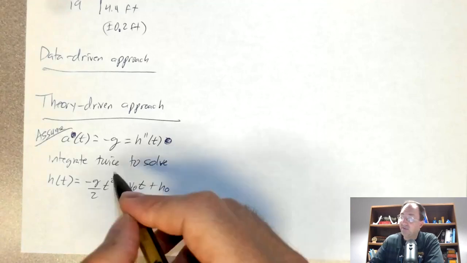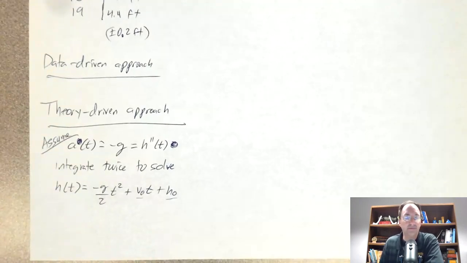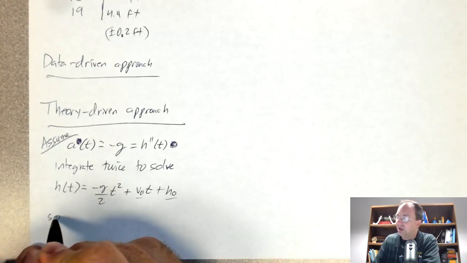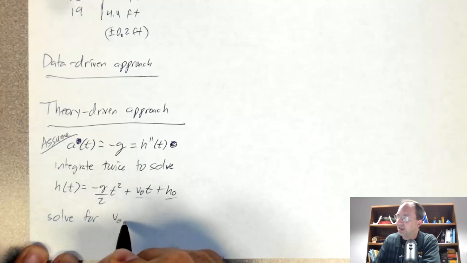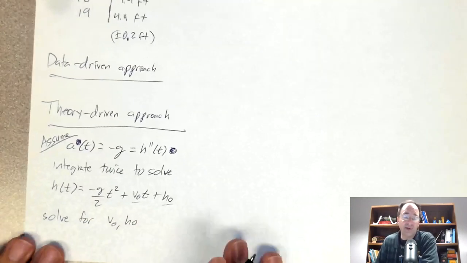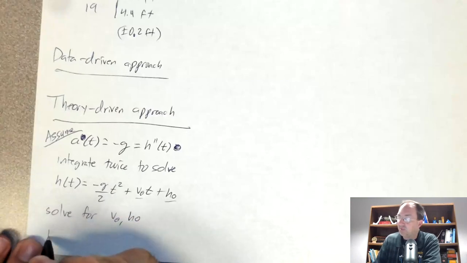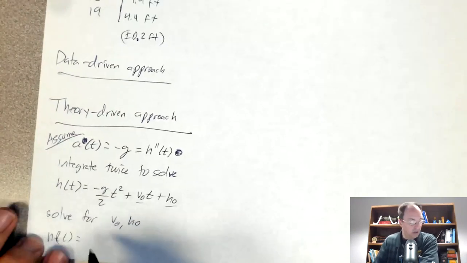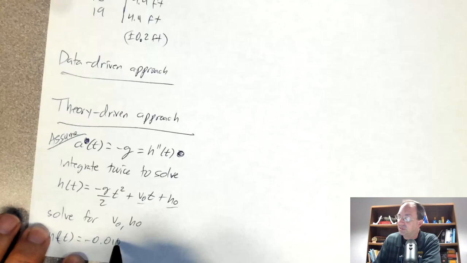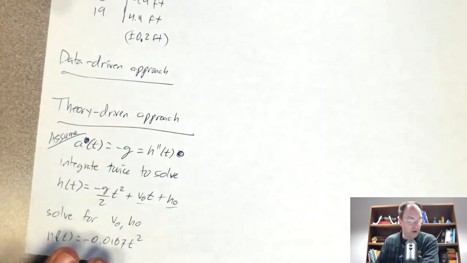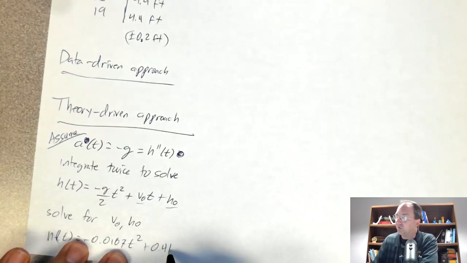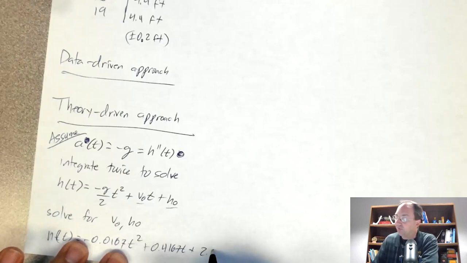Now, this works best though if we know the initial velocity and the initial height. If I don't happen to know that, then I will have to go back to the data to solve for those values. So we're not going to get into those details, but I will say that if you solve for V naught and H naught, assuming I don't have any way of measuring that otherwise, then we get a formula of H of t is equal to negative 0.0167 t squared plus 0.4167 t plus 2.5.